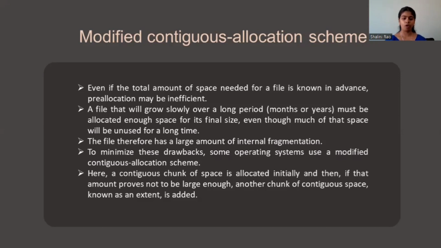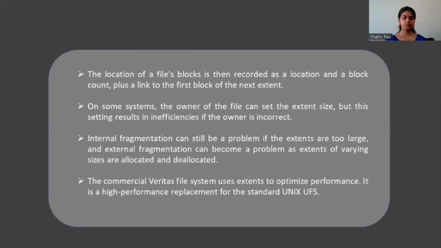To minimize these drawbacks, some operating systems use a modified contiguous allocation scheme. Here, a contiguous chunk of space is allocated initially, and then, if that amount proves not to be large enough, another chunk of contiguous space known as an extent is added. The location of a file's blocks is then recorded as a location and a block count, plus a link to the first block of the next extent.